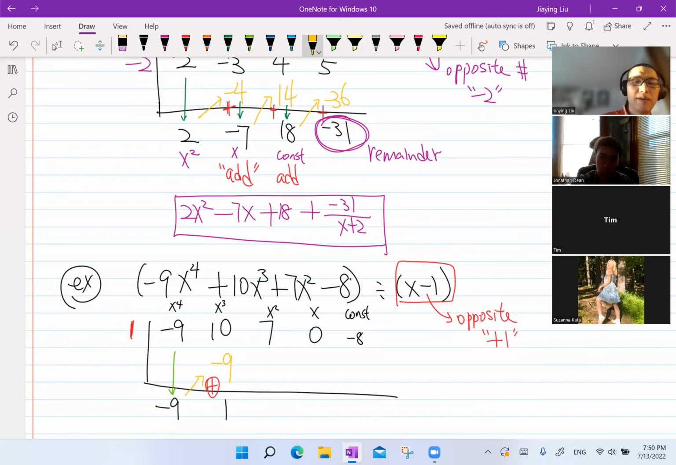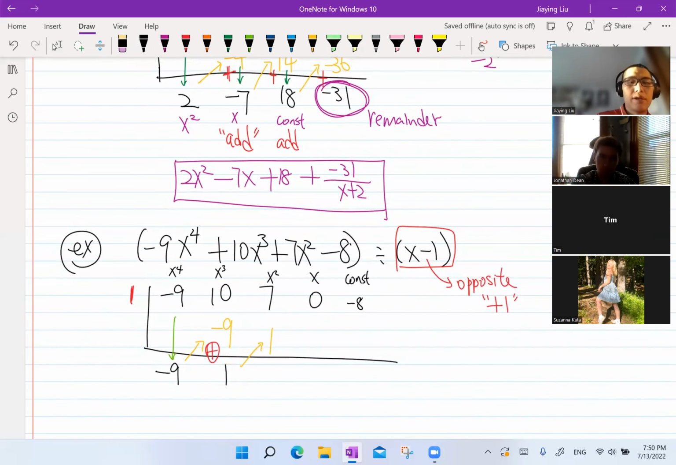And remember, the next step is to take this 1 and the 1 on the left, multiply them, and put it into the next column. 1 times 1 is 1. Put it in there. Now I need to add again. So 7 plus 1 is 8. Then I take this 8, multiply with the number 1 on the left, and put the new product into the next column. So 1 times 8 is 8. And now we have 0 plus 8 is 8.